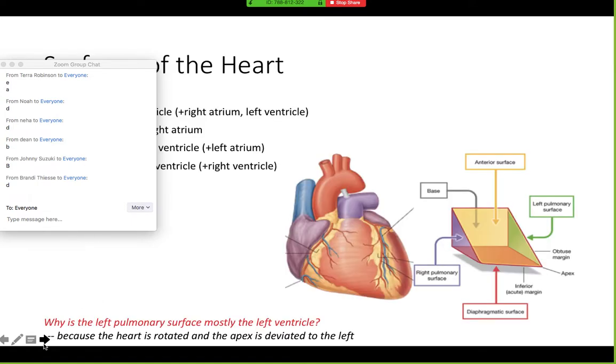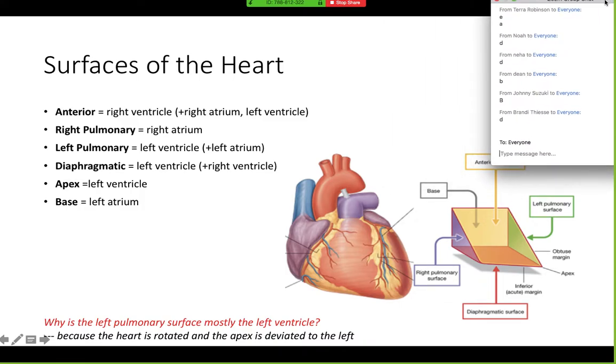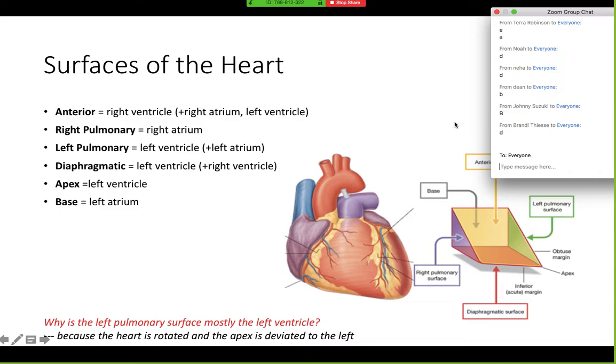Okay, so the heart. I'm going to have to pick up the pace here. So surfaces of the heart, make sure that you know these. Anterior is mainly the right ventricle. Right pulmonary surface is the right atrium. Left pulmonary is the left ventricle. The diaphragmatic surface is mostly the left ventricle and also the right ventricle. The apex is the left ventricle and the base is the left atrium.